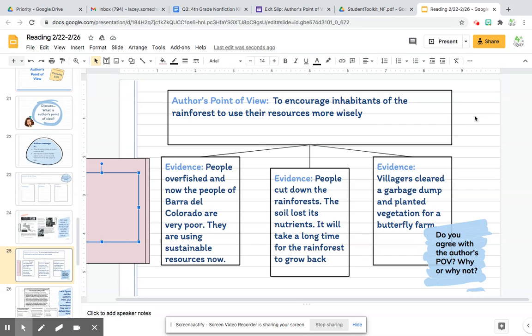Sometimes we call that the POV. Why or why not? Think about that. If you're at home, maybe discuss with a parent or a friend nearby.